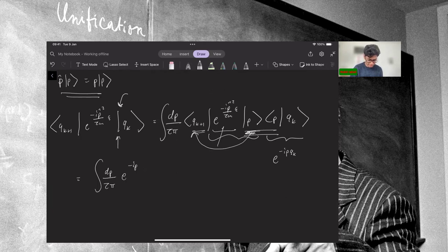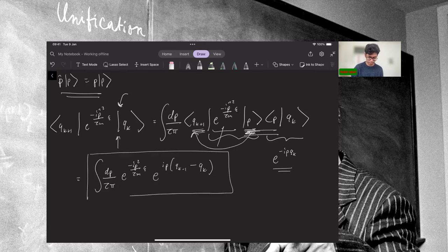e to the minus i p hat squared. Oops, not a p hat anymore, just a p squared divided by 2m epsilon. And then there's this inner product and then this inner product. And so we get e to the i p (q_{k+1} minus q_k). Okay, this is equal to this.